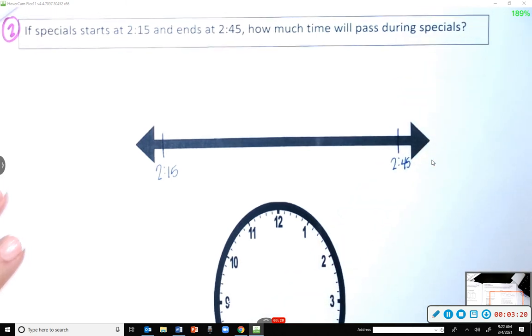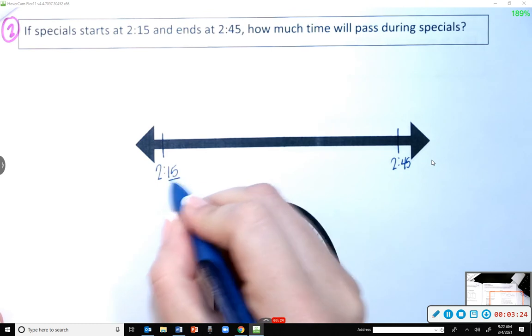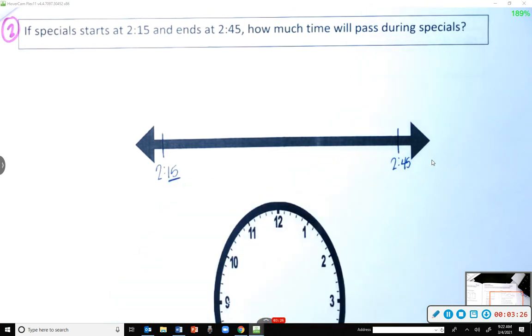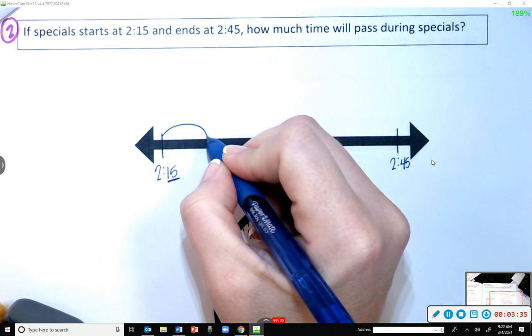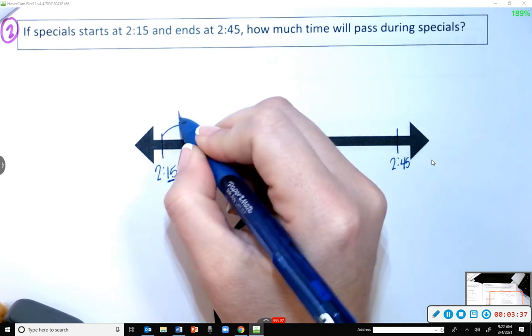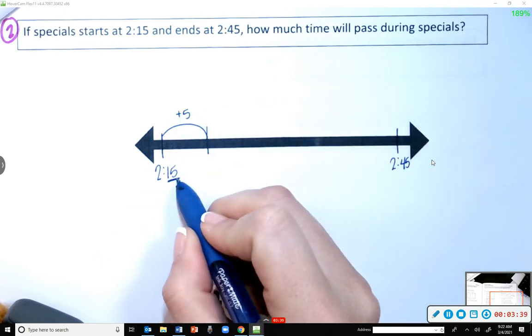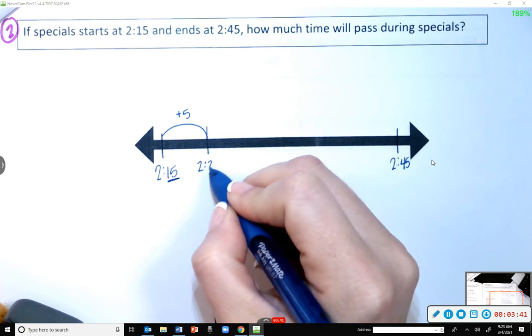Okay, now we can decide how much time we want to skip by. So if it's at 15, what is a good amount to skip by? 5. Evangeline, what do you think? Okay, we can start with a 5. So if I jump a 5, 15 plus 5 would be 2:20.